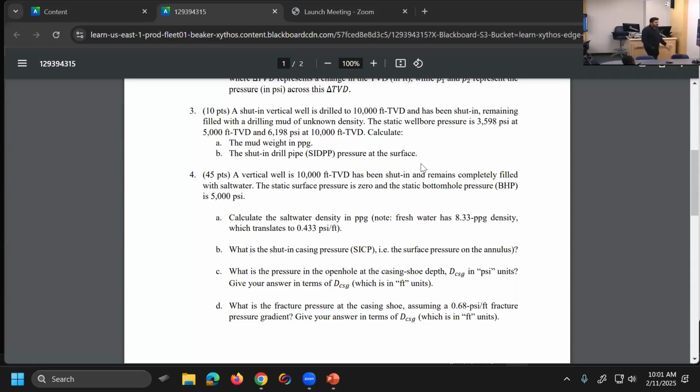What is the pressure in the open hole at the casing shoe depth in psi units? Give your answer in terms of DCSG, which is in feet. Now, you need to use the right side of the U-tube model and derive an equation for the DCSG.